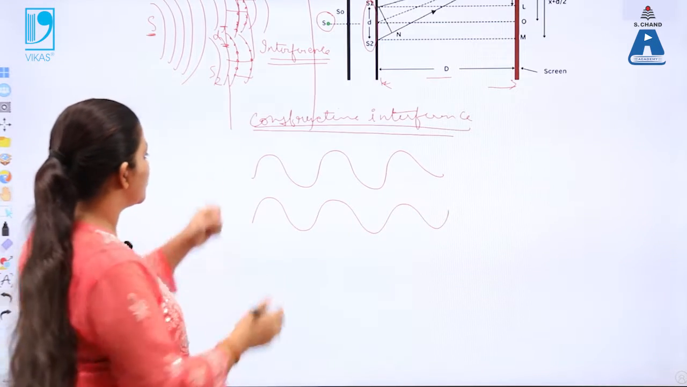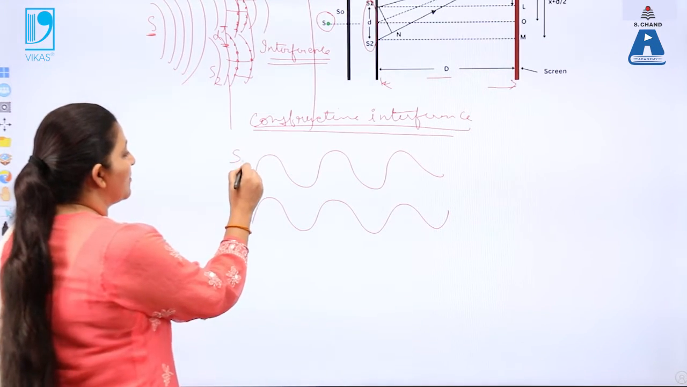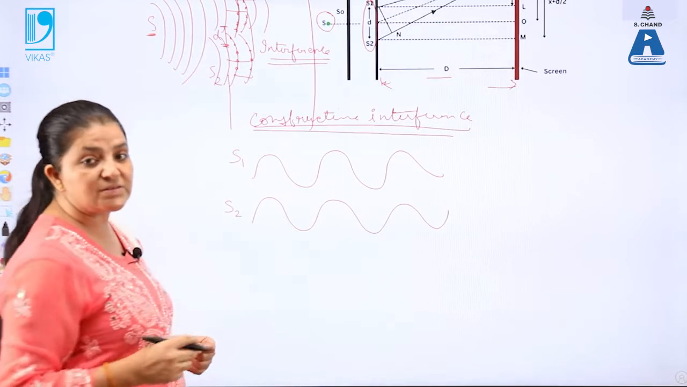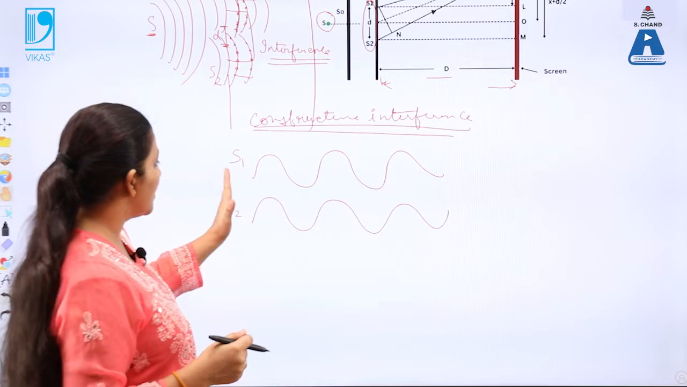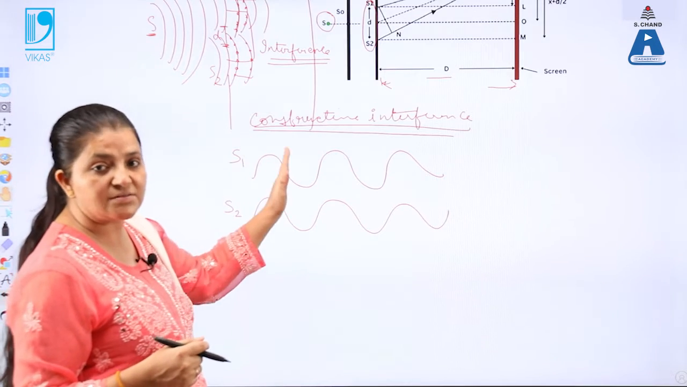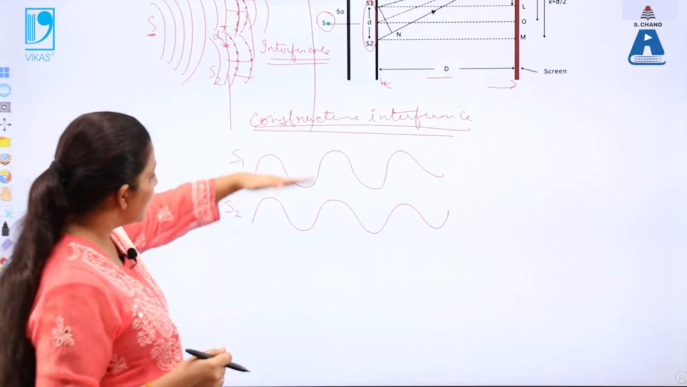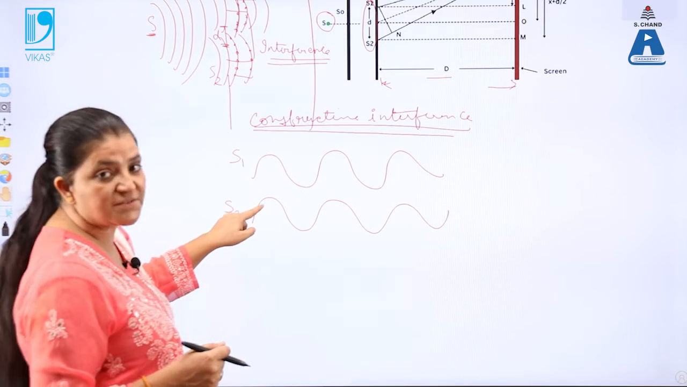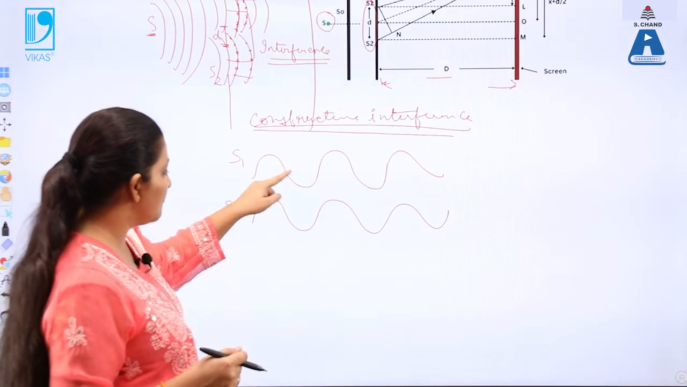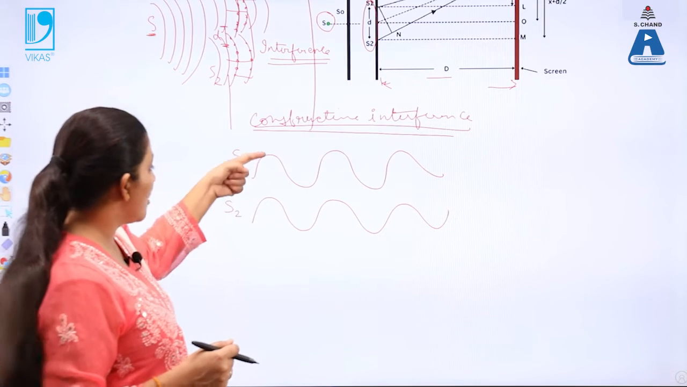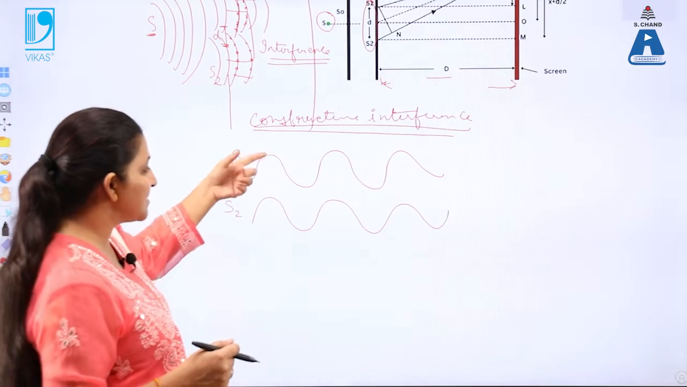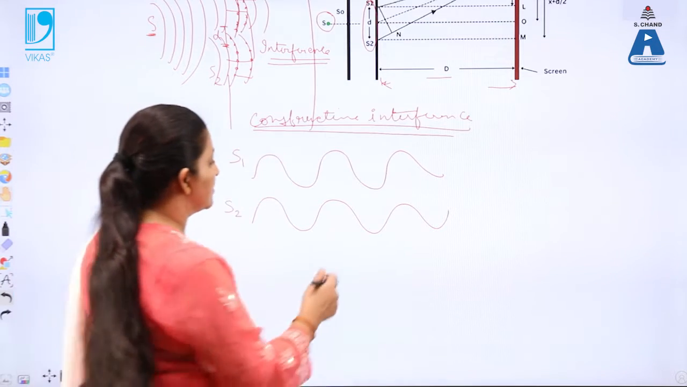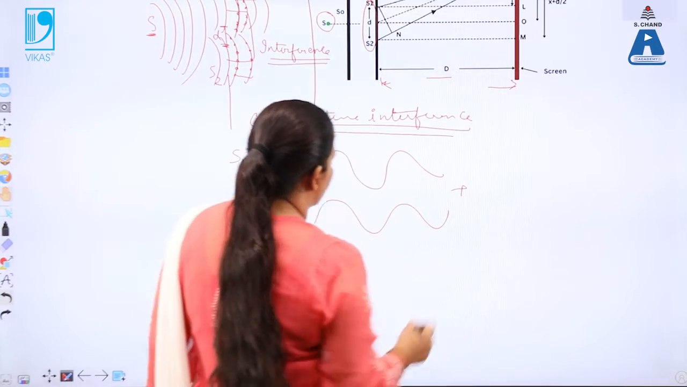Now from the source, if this is a wavelet coming out from the slit S1 and this is a wavelet coming out from the slit S2, they both have the same frequency and the same wavelength. In such a case, when the maxima of one falls on the maxima of the second and the minima of one falls on the minima of the second, when they overlap on each other, constructive interference will occur.